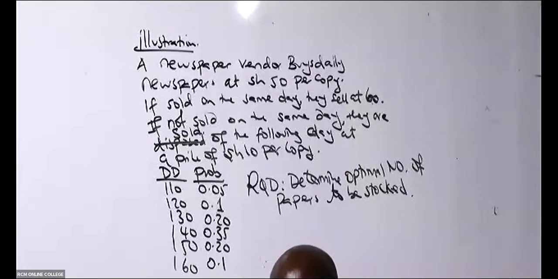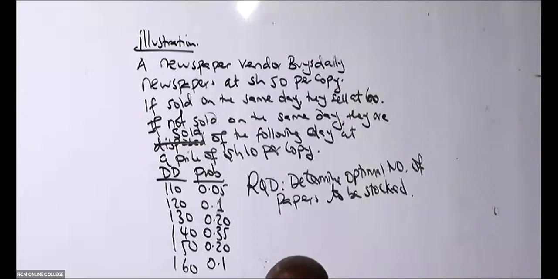A newspaper vendor buys daily newspapers for 50 per copy. So the buying price is 50 per copy. If sold on the same day, they will sell for 60. If not sold on the same day, they are sold off the following day at a price of shillings 10 per copy.